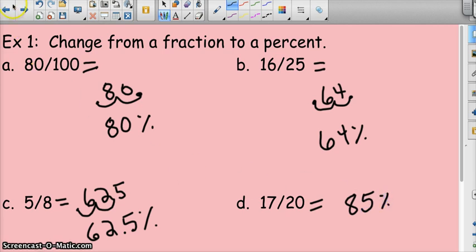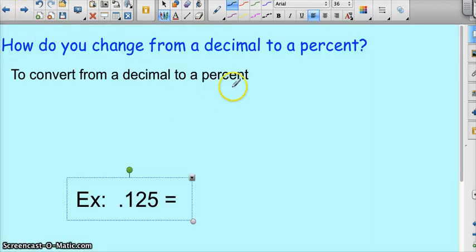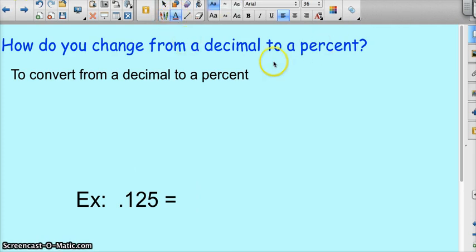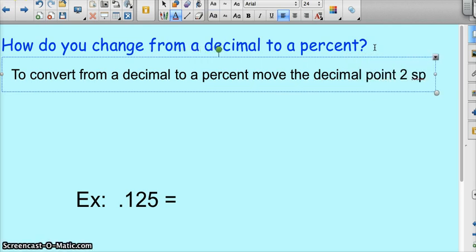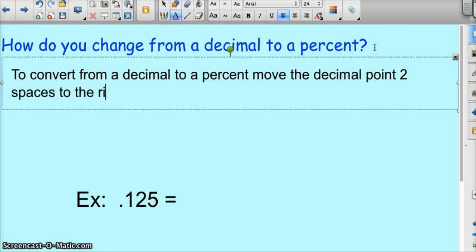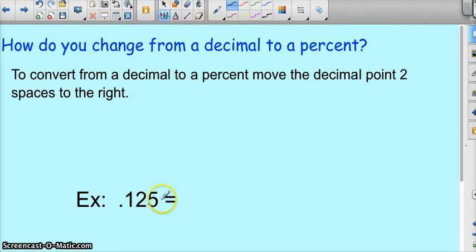So that's converting from fraction to percent. Now we've got to do a different conversion here. Now we're going to convert from decimal to a percent. This one's pretty easy actually. To convert from decimal to a percent, move the decimal point 2 spaces to the right. See, we already did this. This is just a simpler move because we did it from fraction to percent. Decimal to percent is even easier because it's already in decimal form.